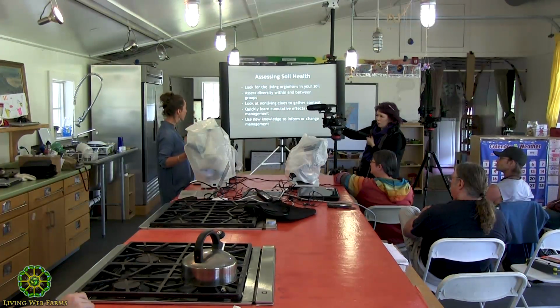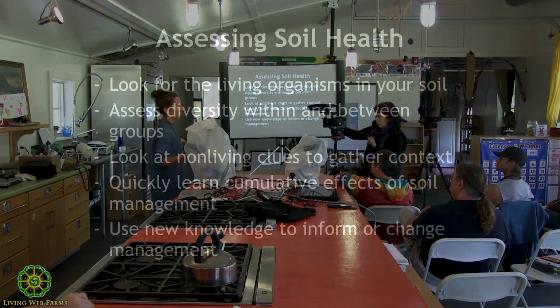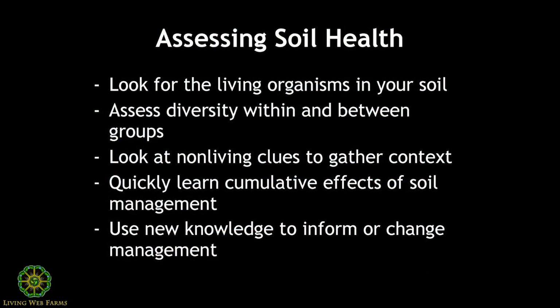So I just made a quick list of all the things that we're hopefully gonna accomplish today. We're not doing any kind of quantitative process. I wanna be very clear about that. What we're doing is taking a look at the morphology, or the physical characteristics, of the organisms in your soil samples and getting a sense of what kind of life is there, how much diversity of life is there. We're gonna look at non-living clues that you're gonna be able to see through the scope for context about what's going on in the soil. You're gonna learn how to do that.